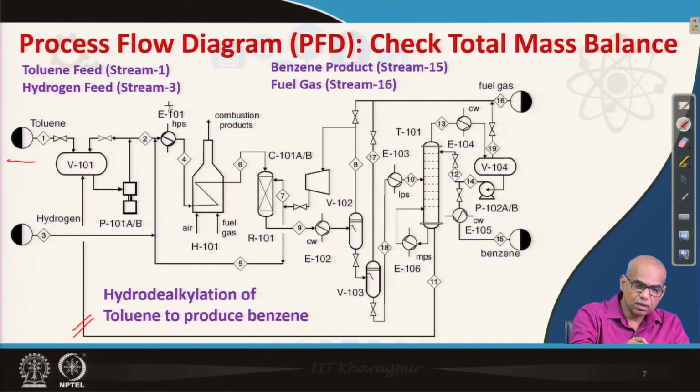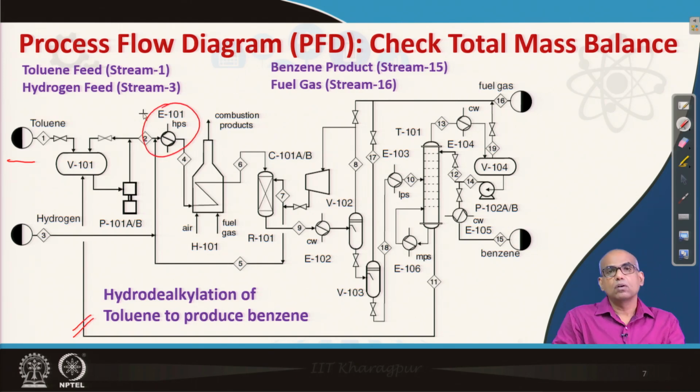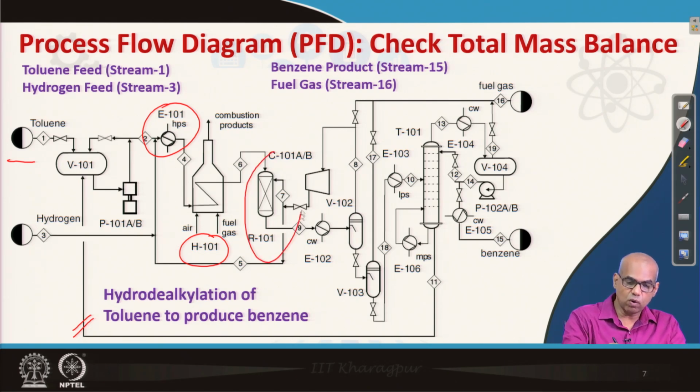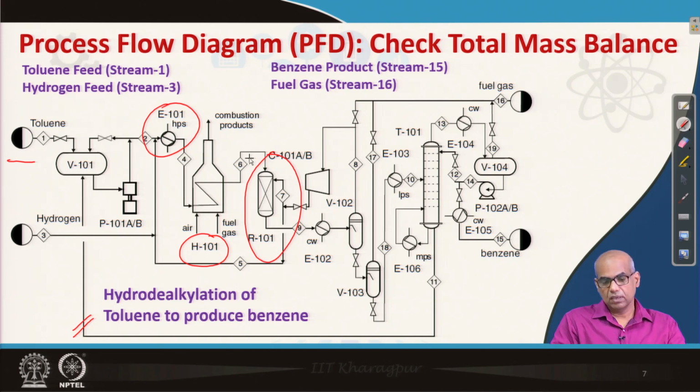Then the mixture is first heated with the heater E101 and then again with the furnace H101 to raise the temperature. The temperature is raised to around 600 degrees Celsius. Then the stream goes to the reactor R101, which is a packed bed reactor. It is a catalytic reactor in which the reaction takes place.